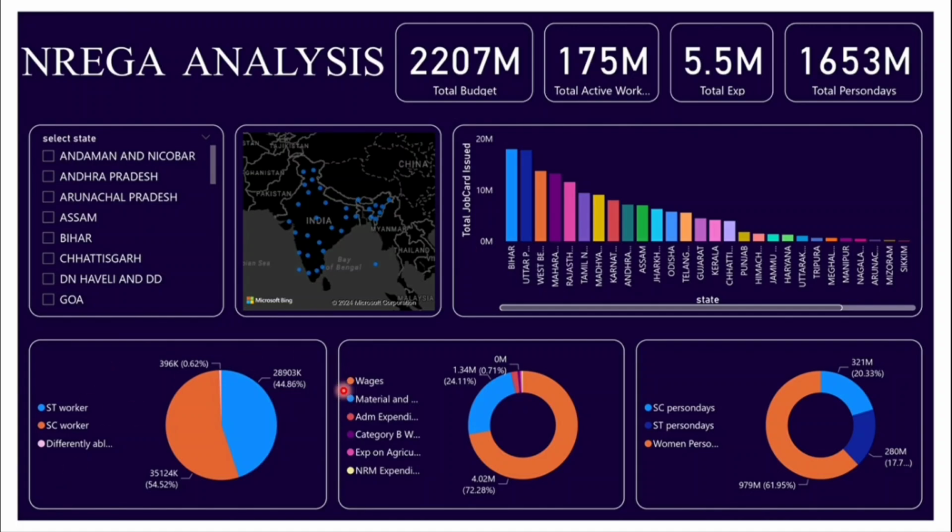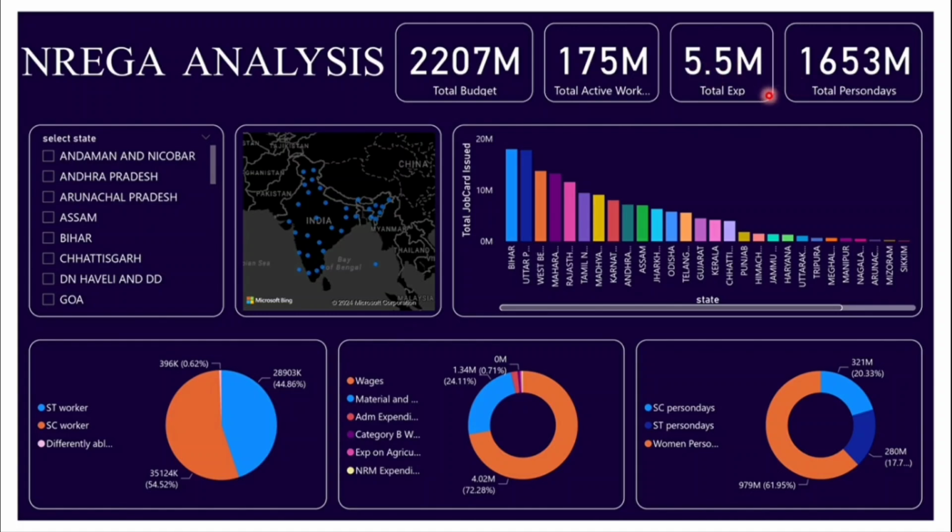Now let us understand this pie chart. Basically we have 175 million active workers, out of which 396k, that is 0.62%, are differently abled persons, 54.2%, that is 35124k, are SC workers, and 28903k, that is 44.86%, are ST workers.